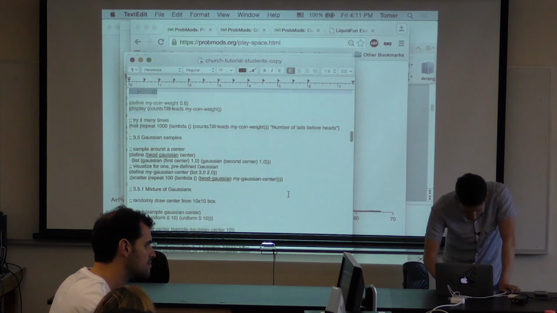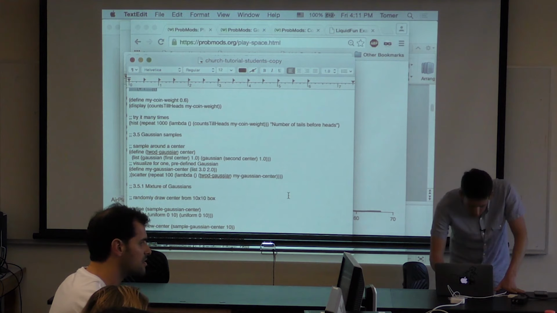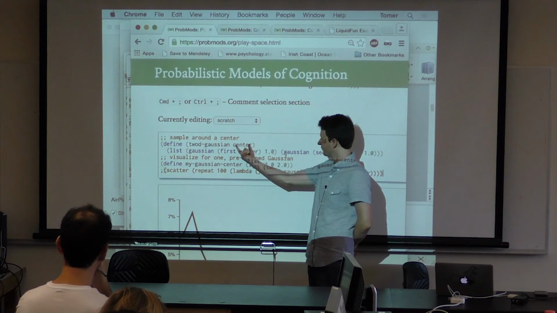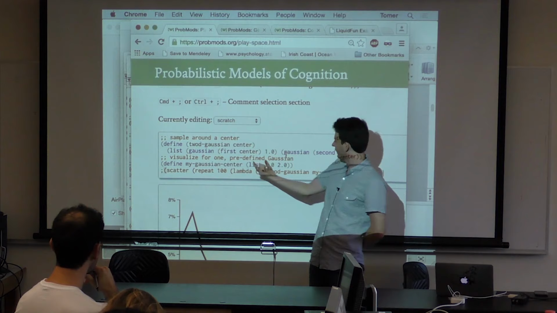If you're not with us, you can look at 3.5, Gaussian samples. What I've done here is basically I'm defining a particular center. Let's walk through this for a second. I'm defining a two-dimensional Gaussian. What it does is it takes a particular center. A center is just an XY point. And it does a Gaussian around the first one. Gaussian is one dimension. I'm trying to define a two-dimensional Gaussian.